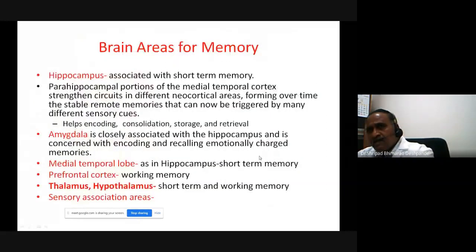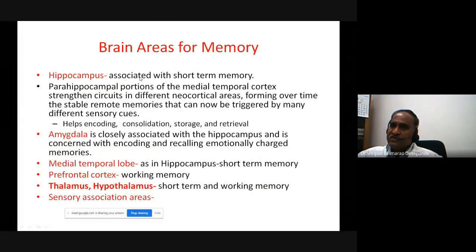Now we move on. I have already mentioned that the hippocampus is associated with short-term memory. Not only short-term memory, it helps the encoding, consolidation, storage, and retrieval of memory. The parahippocampal portions and medial temporal cortical areas have circuits that connect to the entire neocortical structures, that means the parietal, occipital, and temporal areas for auditory and olfactory processing. To process all these sensory cues, they are also involved.